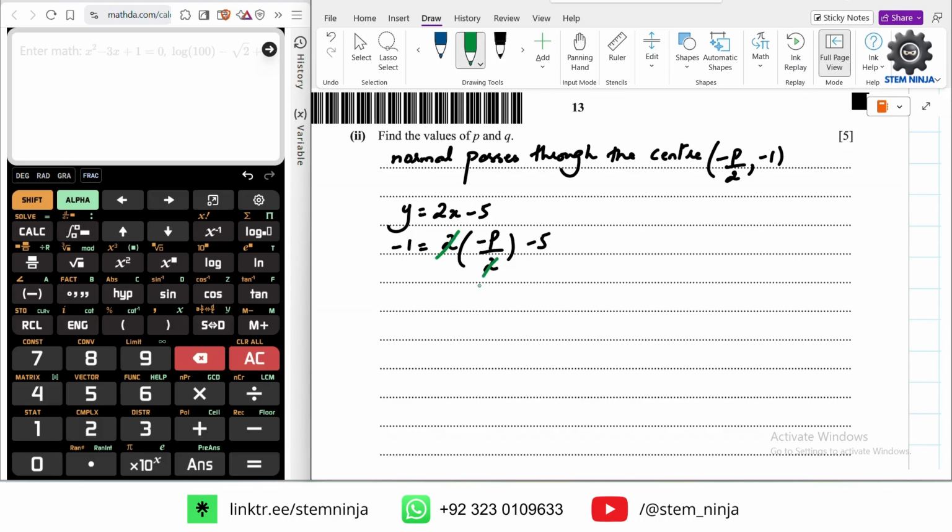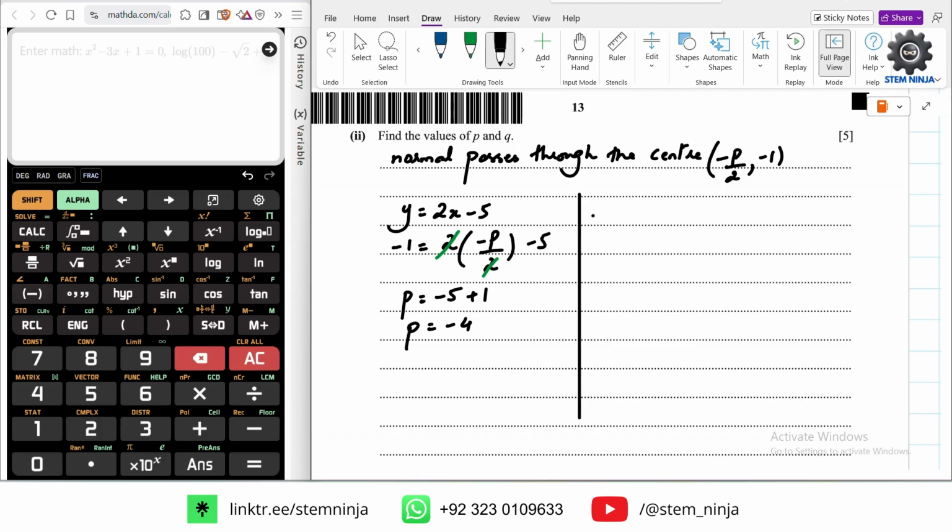The 2 and 2 get cancelled. You have minus 1 minus p minus 5. So p would be minus 5 plus 1, which is minus 4. So that is p. For q, we basically need the expression for the circle.